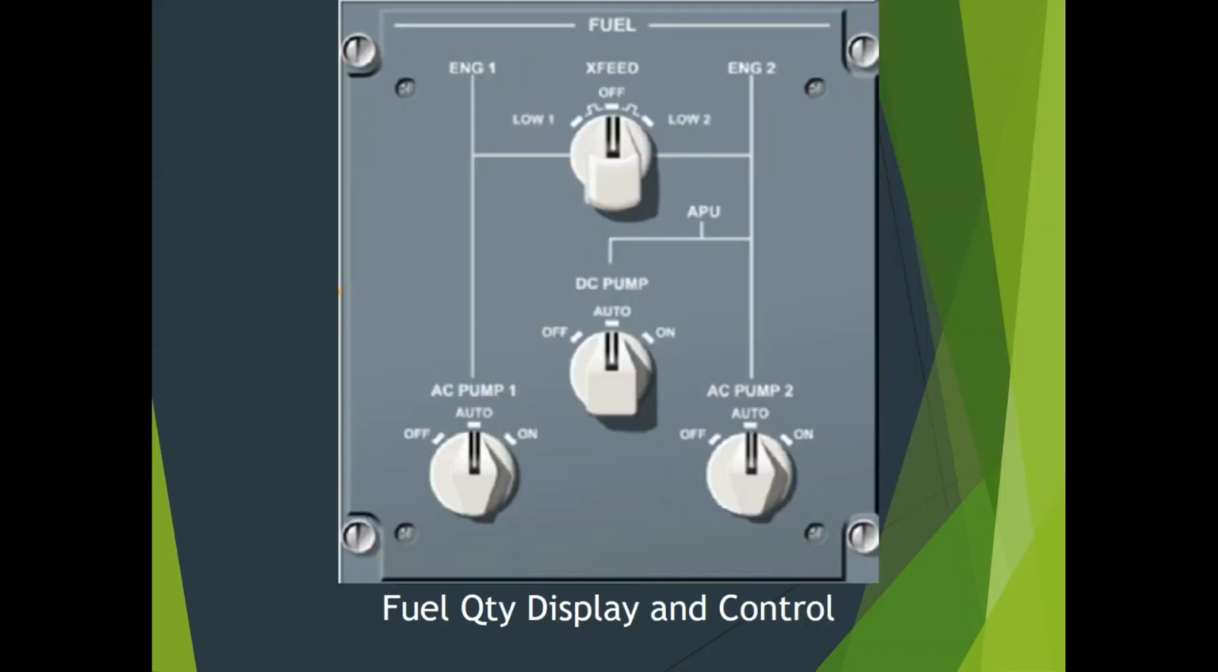These pumps on this aircraft are controlled with a panel that looks something like this. You can see the AC pumps left and right at the bottom that were shown in the previous diagram. There's the crossfeed valve at the top, and then the DC pump for the APU. What's not shown here are the motive flow pumps. There's no way to control those other than the engine. So if the engines are running, those will be pumping.